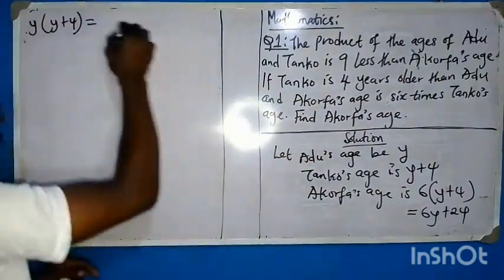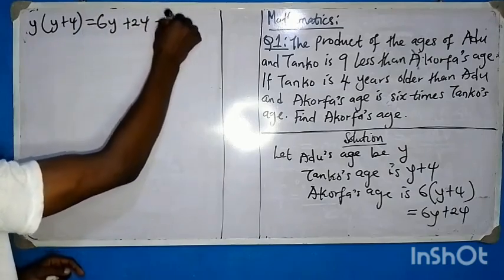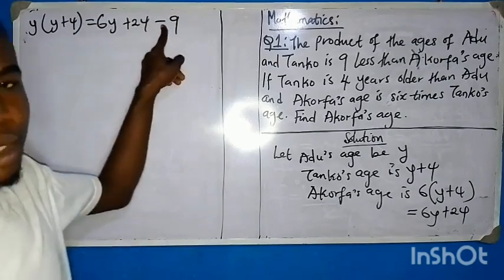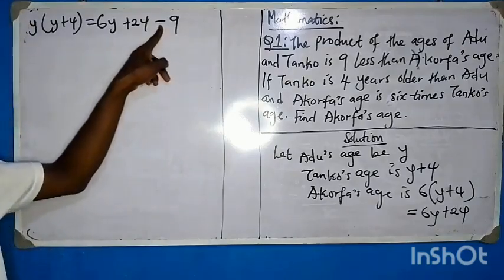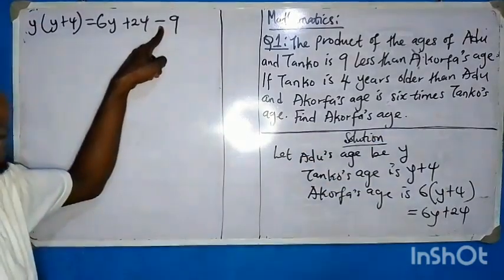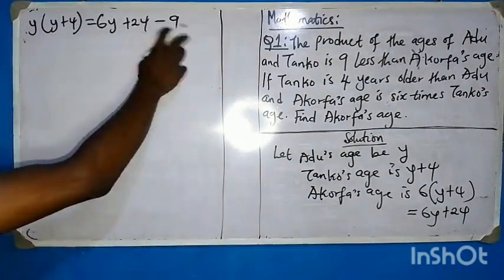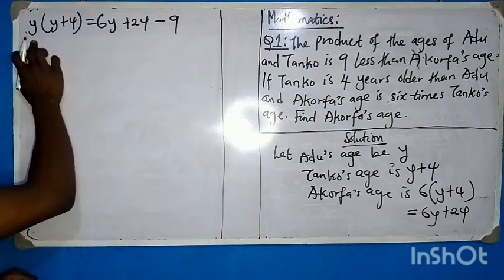Akofa's age here is what? 6y plus 24, but it is 9 less than, that's minus 9. Remember, less than is minus, so it's 9 less than, that's why we are using minus 9. If it was 9 more than, we would have added 9 to Akofa's age. So with this, let's open up and see what we can get.